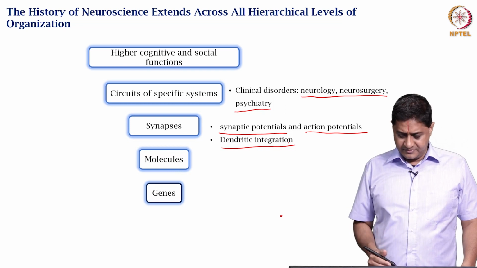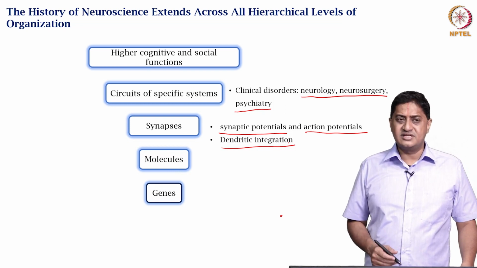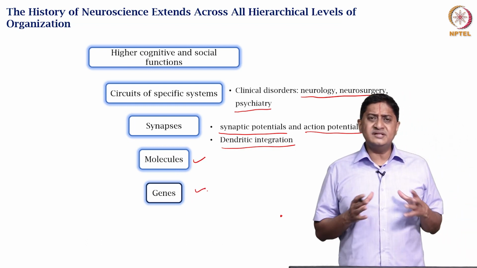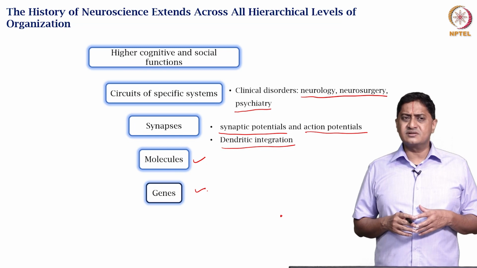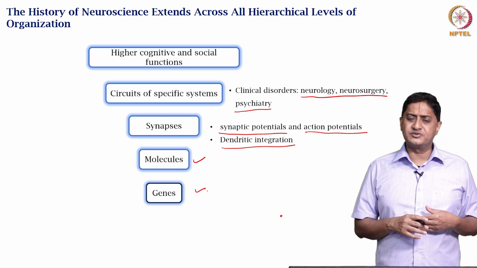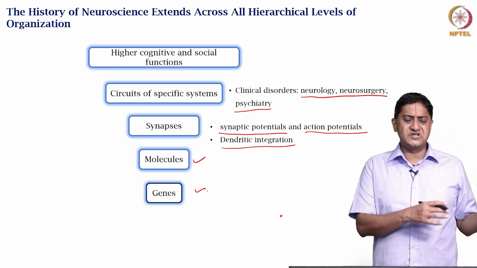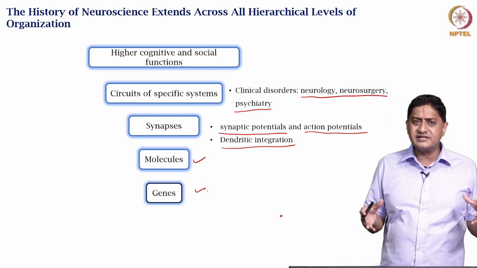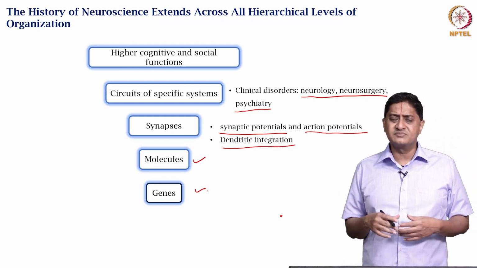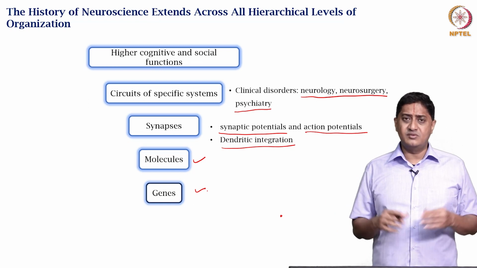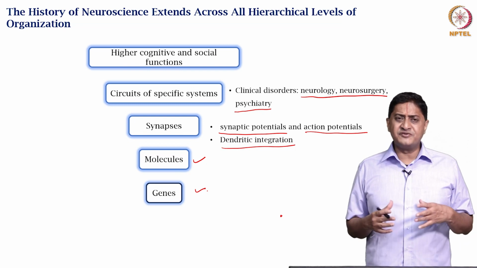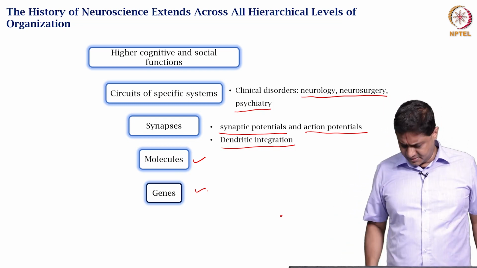Then at a level below the level of synapses, we have molecules, then we have genes. So, the study of neuroscience extends across all these levels, and you can see, for example, if you go to a Society for Neuroscience meeting, that people study social neuroscience, social interactions, cognitive systems, circuits of specific systems, synapses, molecules, genetics, all this breadth under one roof, for example, right. So, history of neuroscience extends across all these hierarchical levels.